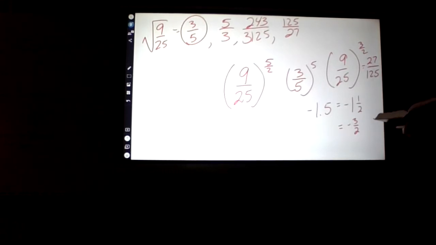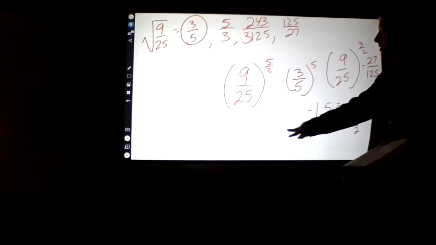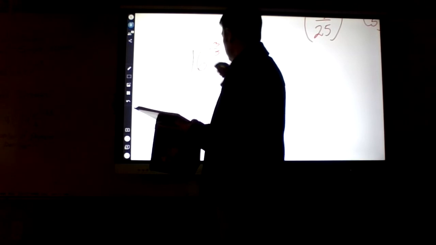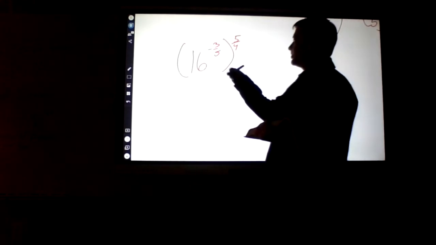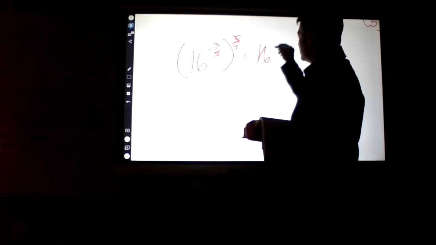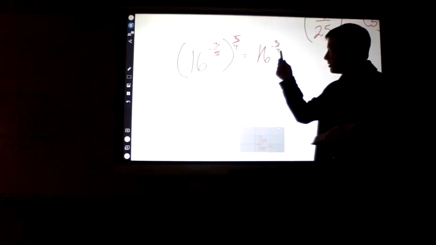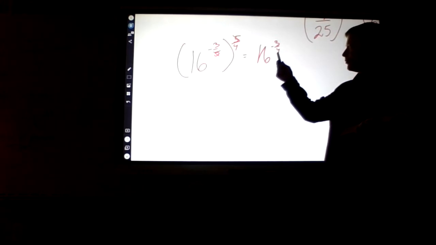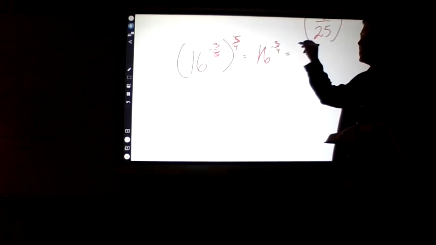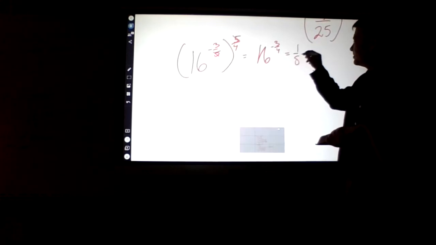Okay, number 7, when we have a power to a power, Nevaeh, what happens? On 7, we have 16 to the negative 3/5. You multiply. You multiply the powers. You guys remember how to multiply fractions? You cancel. The 4th root of 16 is 2. 2 cubed is 8. Negative 8? Try again. 1 over 8. There you go.